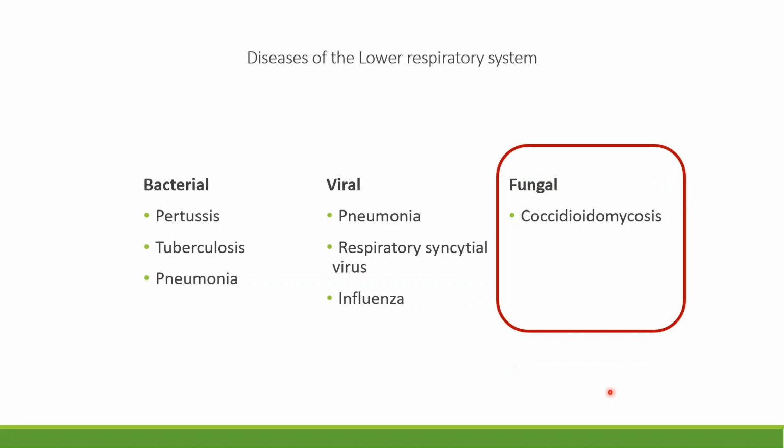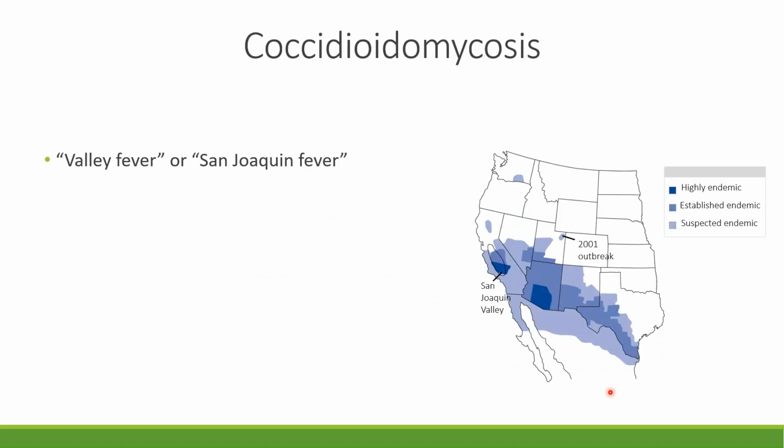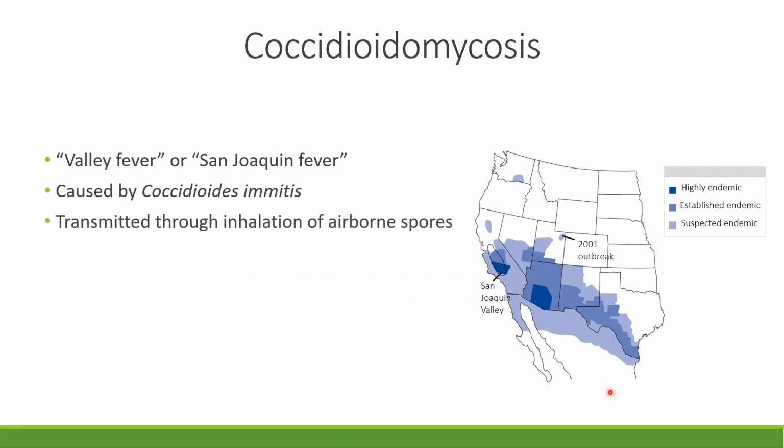Okay, now we've reached the end here. We're going to discuss fungal infections. We're just going to focus on this one here as it relates a lot to the American Southwest, coccidioidomycosis. We know it as valley fever or San Joaquin fever. It's caused by the fungus Coccidioides immitis. It's transmitted through inhalation of airborne spores commonly found in our soils.